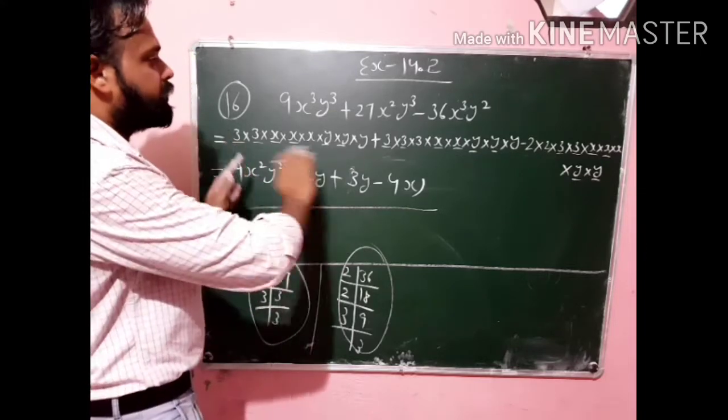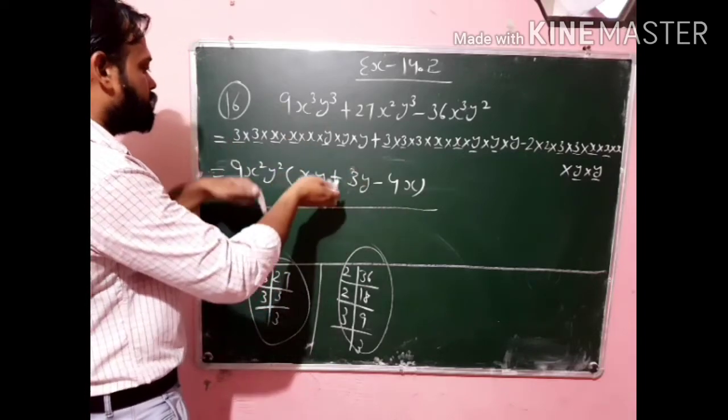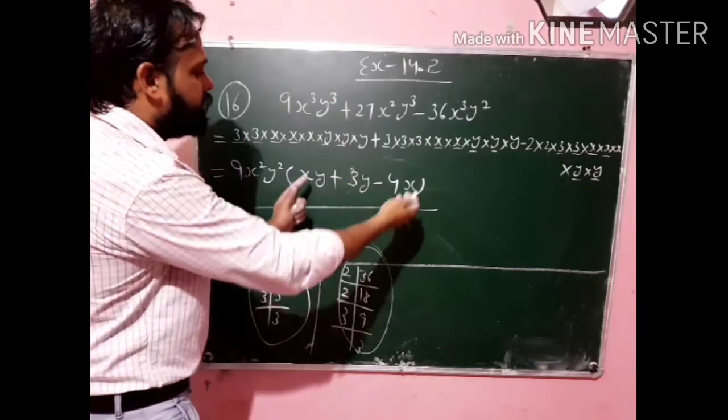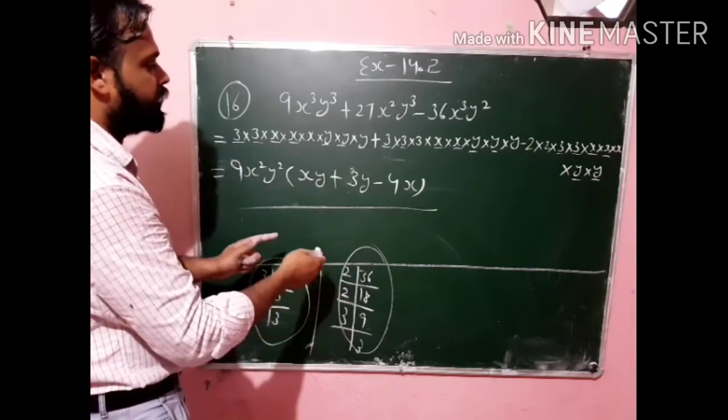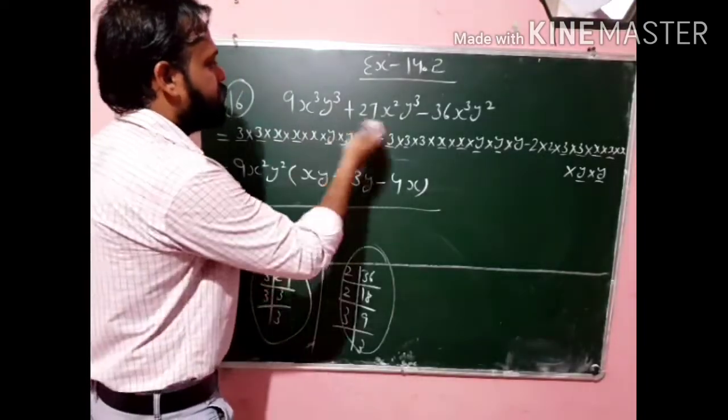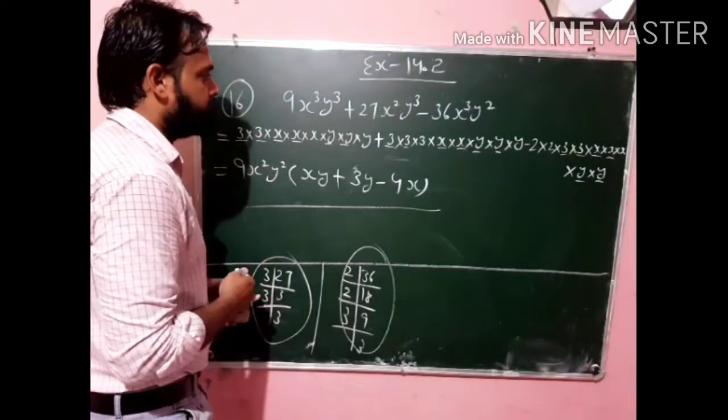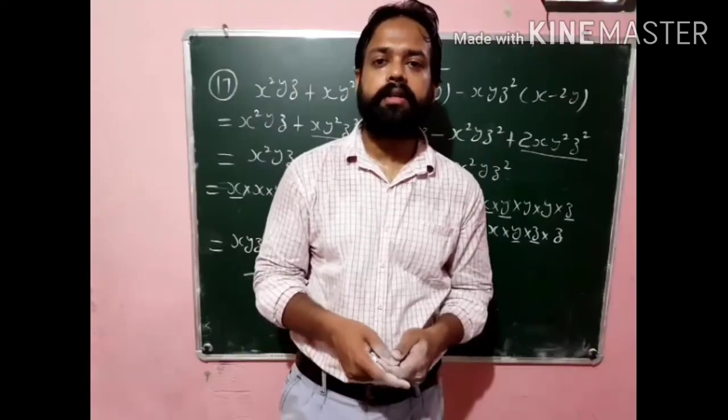Simply we have to make the factors, and then we can take the common factors outside of the bracket and the remaining factors inside the bracket. So these are the factors of this algebraic expression. I hope this is clear to you. So let's solve its 17th part.